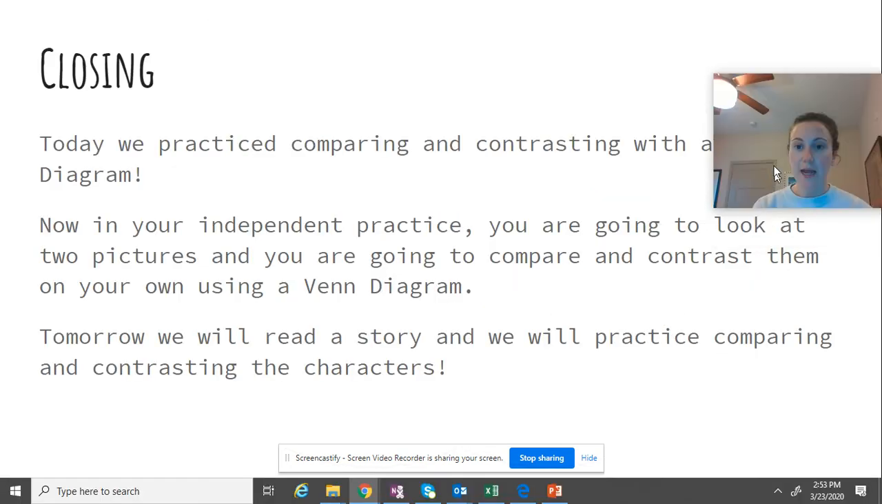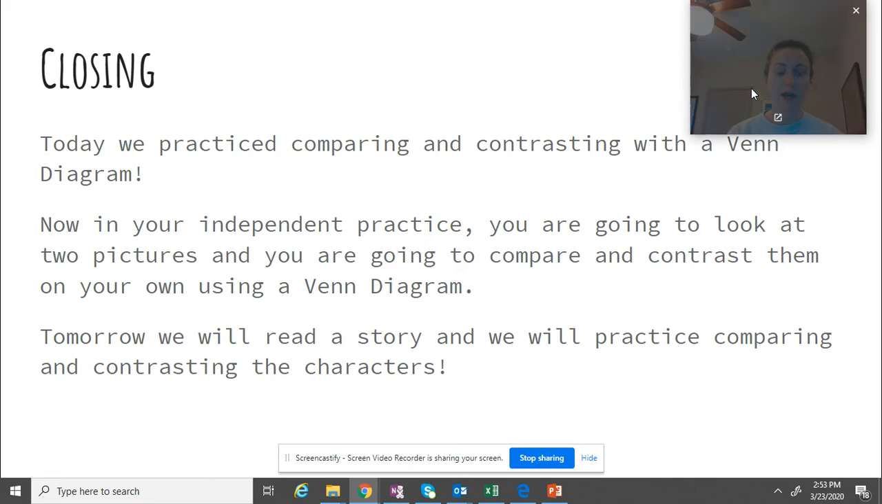Now that we have practiced comparing and contrasting with a Venn diagram, you're going to do a little bit of independent practice, and you're going to look at two pictures and compare and contrast them on your own using a Venn diagram. Tomorrow, we will read one of my most favorite stories. It's called Polar Opposites, and we're going to practice comparing the characters in that story using a Venn diagram.